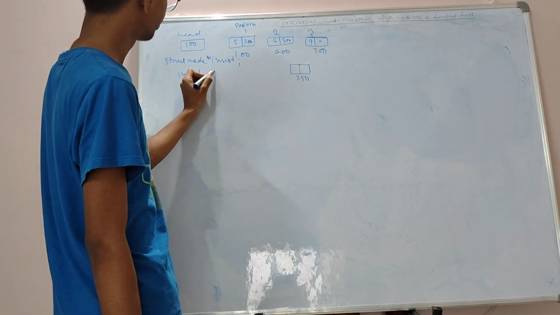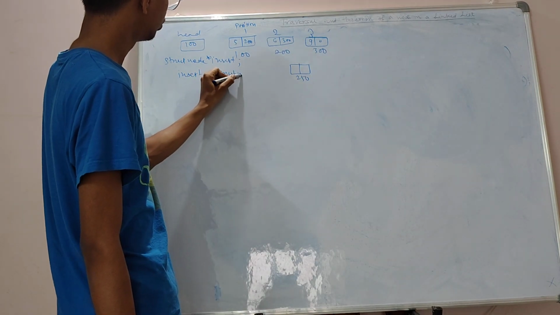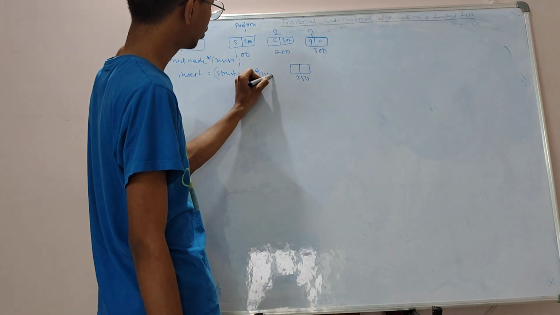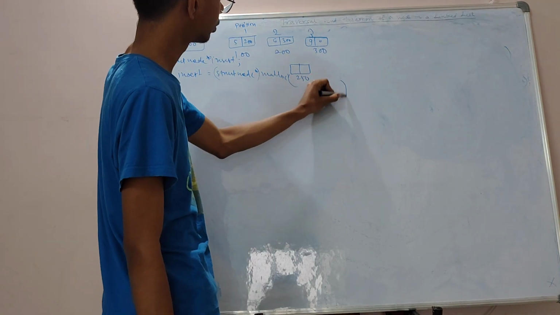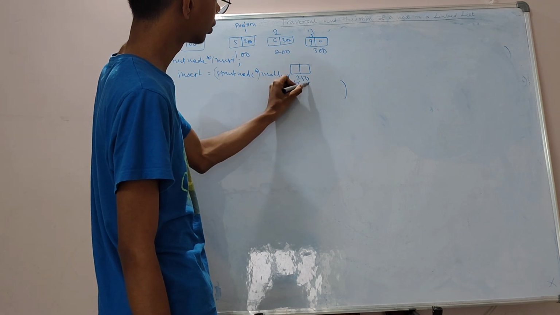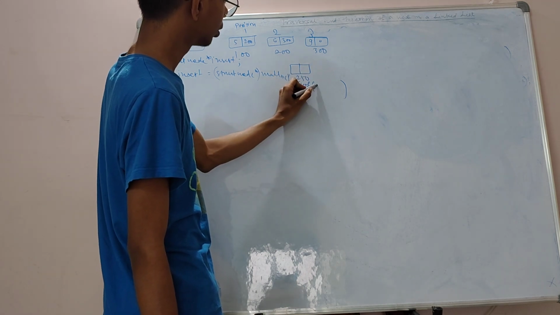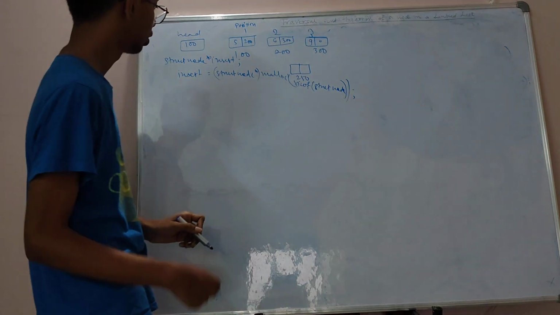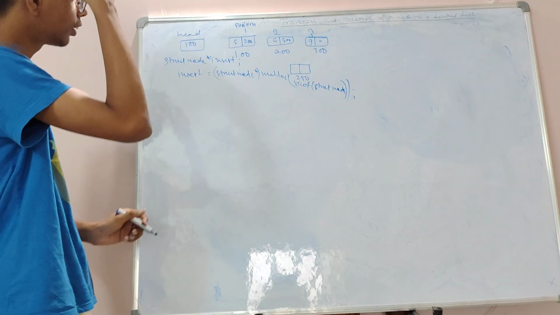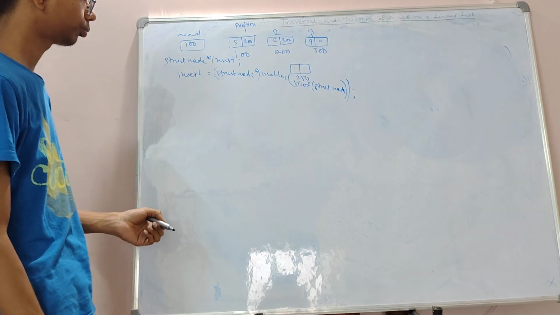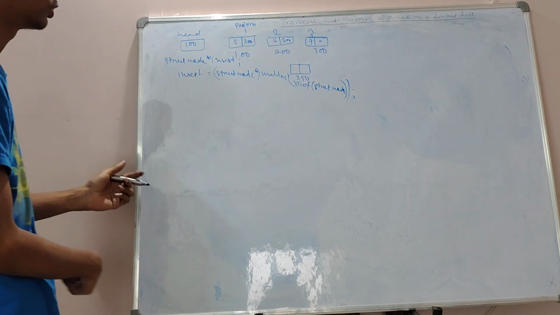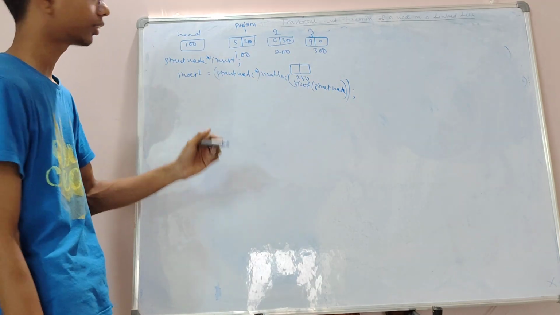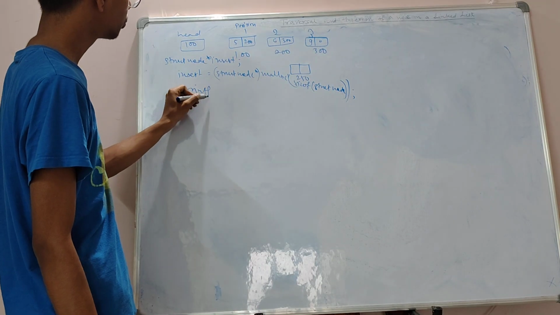So I will write struct node star, because malloc will return the address, and here malloc, and here sizeof struct node. And then what I will do, I will ask my user which position, after which position you want to insert. So I will ask my user using printf.